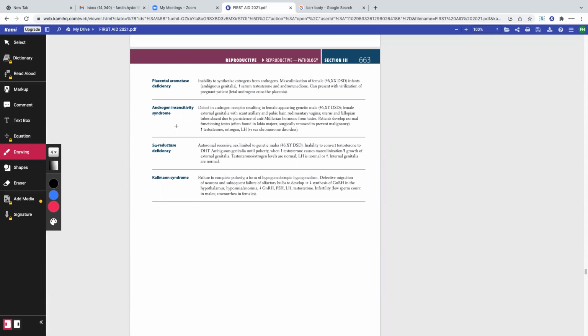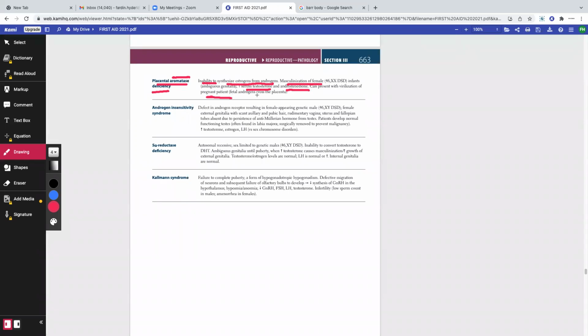Okay, next one. Next one is placental aromatase deficiency. What is placental aromatase deficiency? What is the job of this enzyme aromatase? Are they responsible for converting testosterone to estrogen? Yes or no? The answer is yes, right? So placental aromatase deficiency is the deficiency of an enzyme where there's inability to synthesize estrogen from the androgens, right? So if estrogens are not synthesized from the androgens, we have masculinization of females. So females have ambiguous genitalia, high testosterone and androstenedione, and pregnant patients can present with virilization.